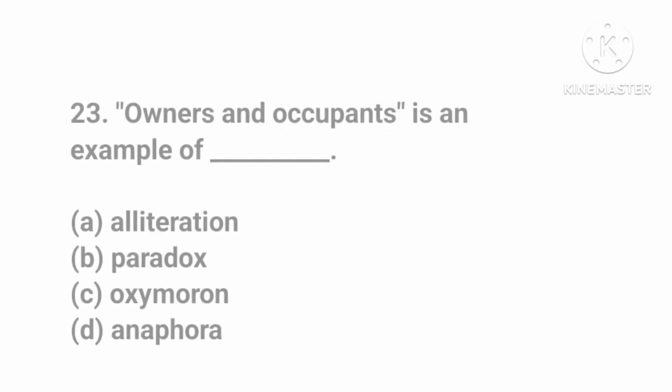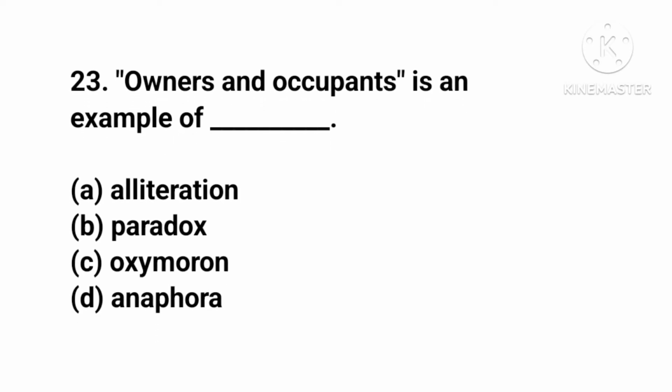Coming to question number 23. Owners and occupants is an example of dash. Option A, alliteration. Option B, paradox. Option C, oxymoron. Or option D, anaphora. Hooray! You got it right again. It is an example of an alliteration because owners and occupants, both the words begin with the letter O.